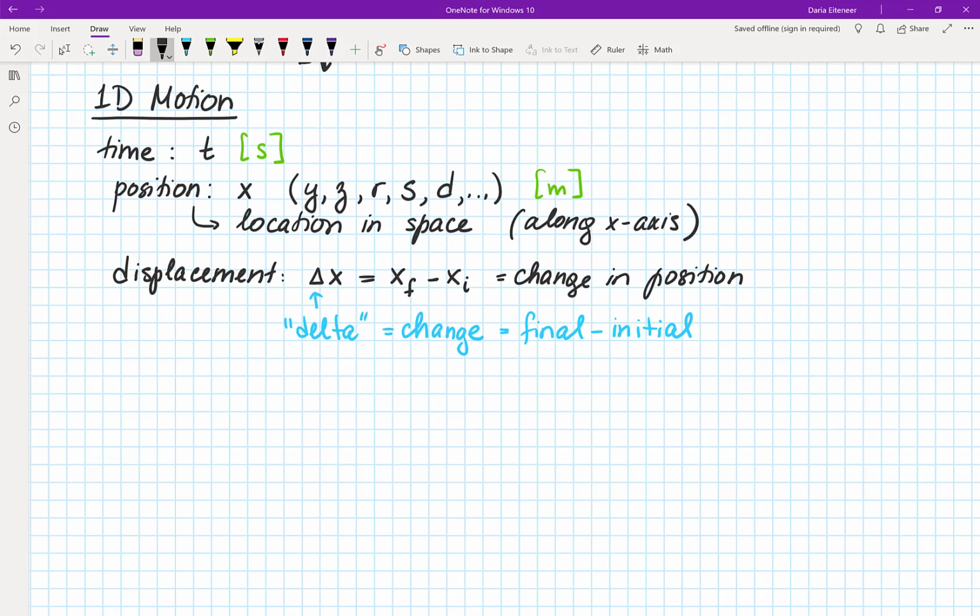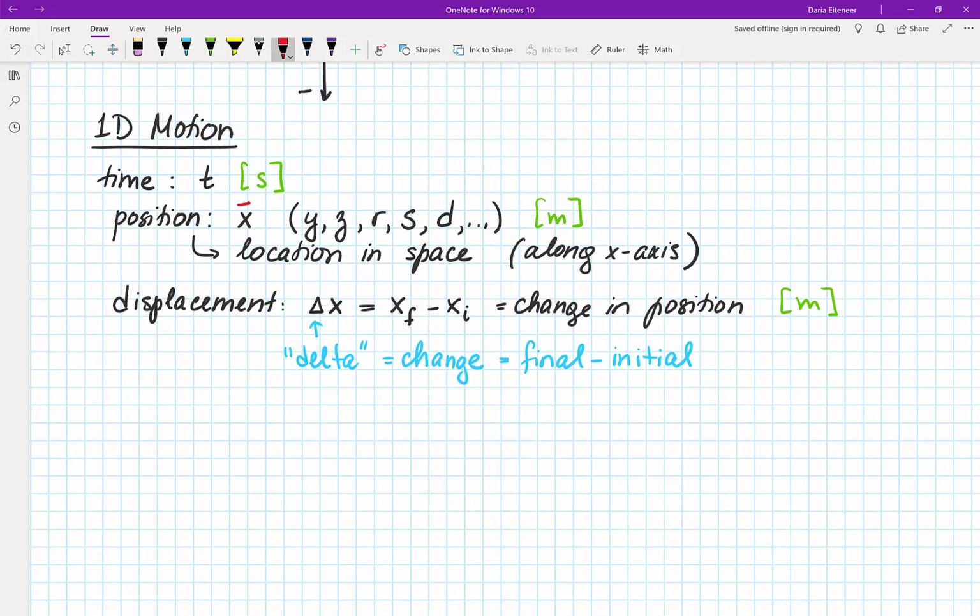And by the way, that subscript i and f, that's probably the most typical way to address initial value and final value. So remember, position is measured in meters, so that means that displacement is also going to be measured in meters. Now, I should tell you this before we get too far into this. Technically speaking, both position and displacement are vectors.